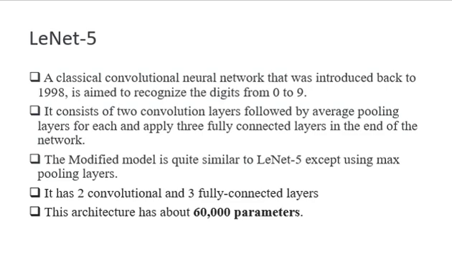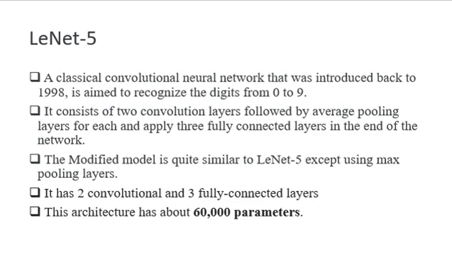The modified model is quite similar to LeNet-5 except it uses max pooling layers. It has 2 convolutional and 3 fully connected layers, hence the 5. It is very common for the name of a neural network to be derived from the number of convolutional and fully connected layers that they have. The average pooling layer, as we know it now, was called a subsampling layer, and it had a trainable weight, which isn't the current practice of designing CNNs nowadays. The architecture has about 60,000 parameters.